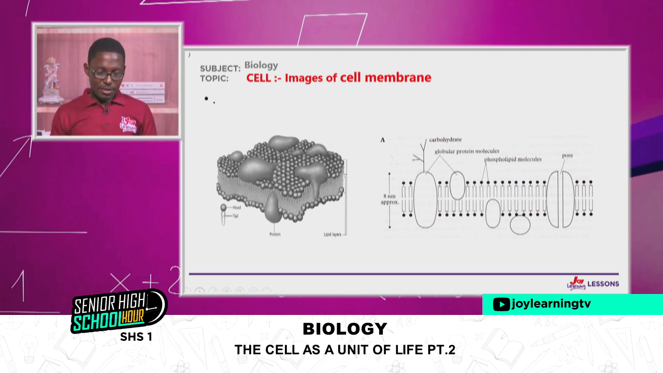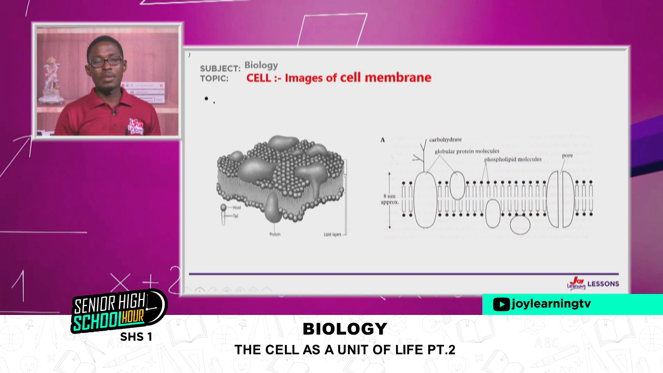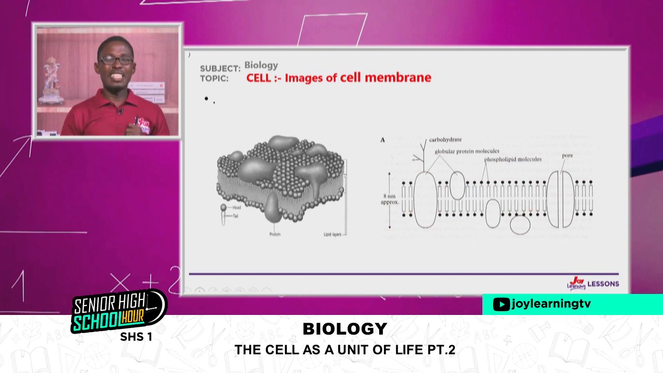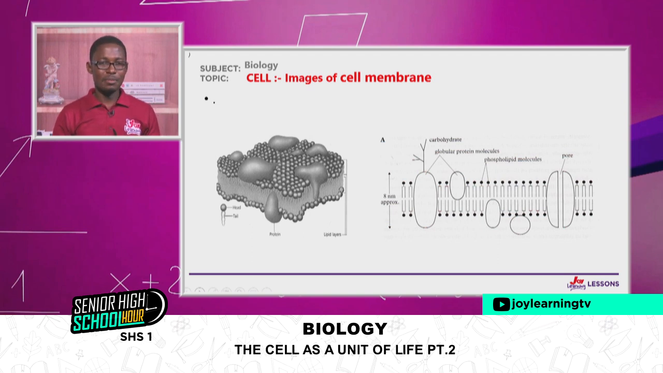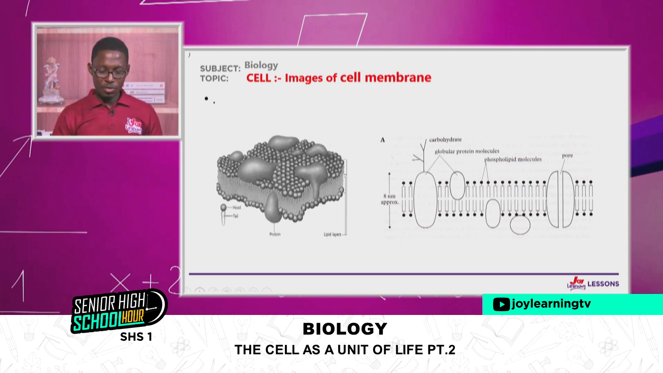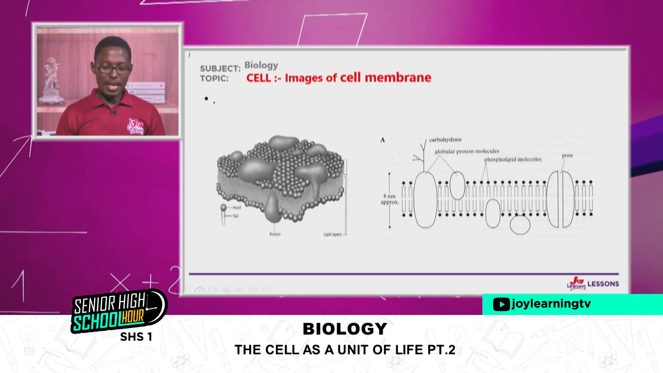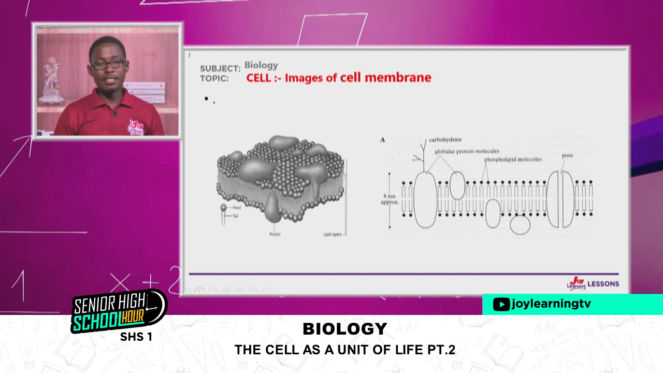On your right, what I used to explain the fluid mosaic model is a hand drawing. I keep giving you hand drawings because in exams, you'll be required to draw. You can't draw the picture types, the color types. You can only draw the hand one. So always, I try to give you a hand drawing. On your right, that's A, you see a hand drawing with all that you studied under the colored one.